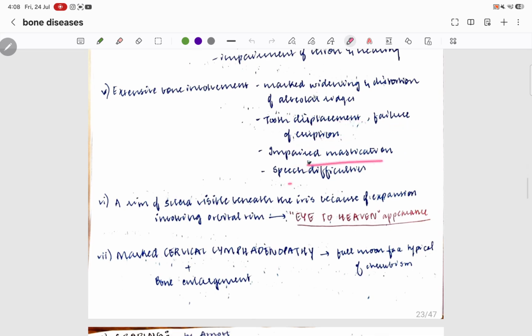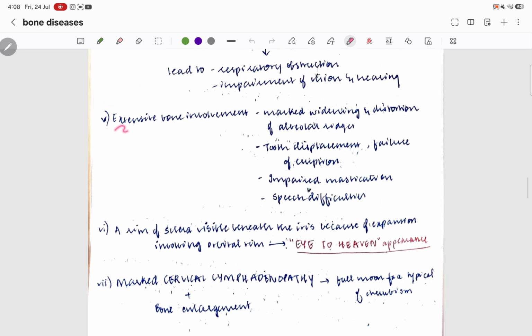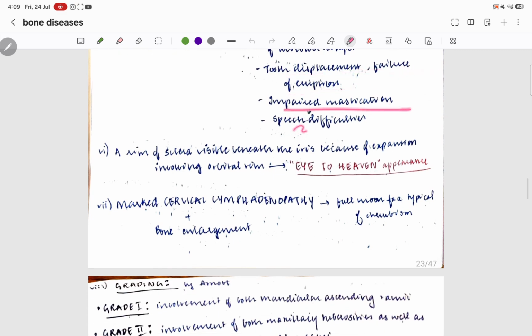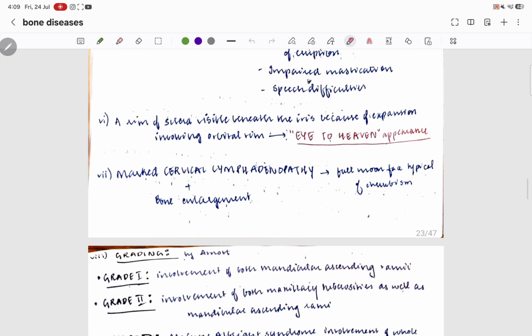impaired mastication, speech difficulties. So what is seen in extensive bone involvement? When the bone is extensively involved, we see marked widening, distortion of the alveolar ridges, tooth displacement, failure of eruption, impaired mastication and speech difficulties.